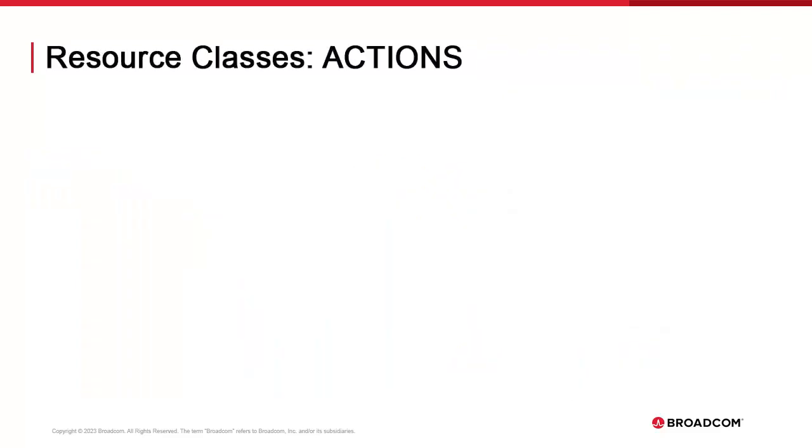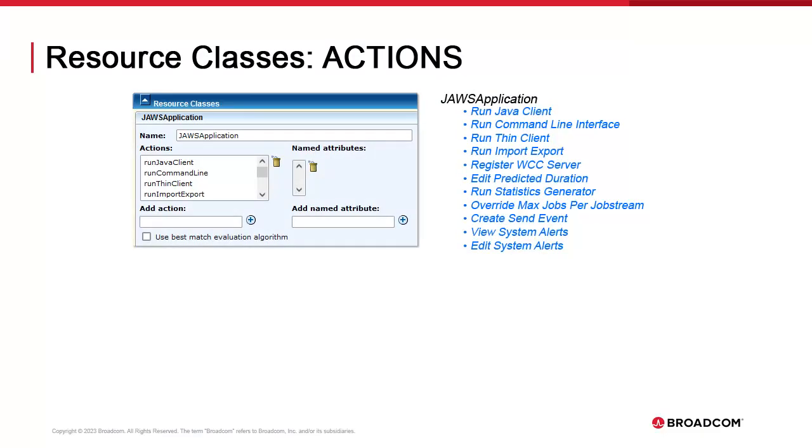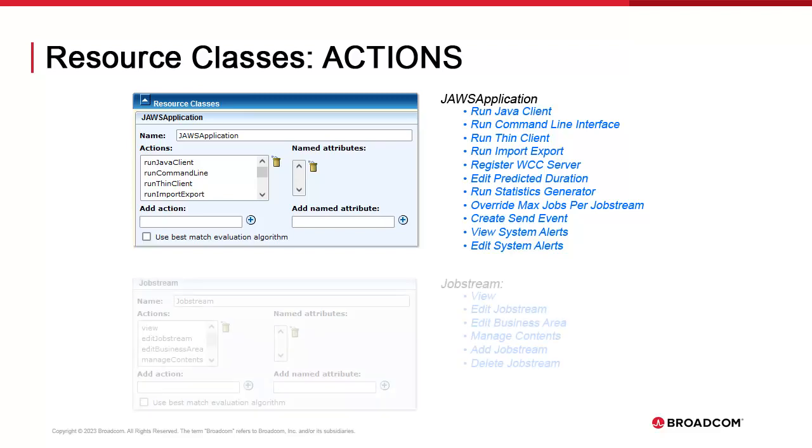We've selected two classes of interest to show the actions you can perform against them. The first is the JAWS application class, which sets access permissions to the different interfaces, say the client, the command line, the import-export functions, the web UI, and so forth. The policy grants or denies use of these environments. Using the policy associated with JAWS application, you'll be able to define a user group and lock it out of the client entirely. The second example is the job stream.